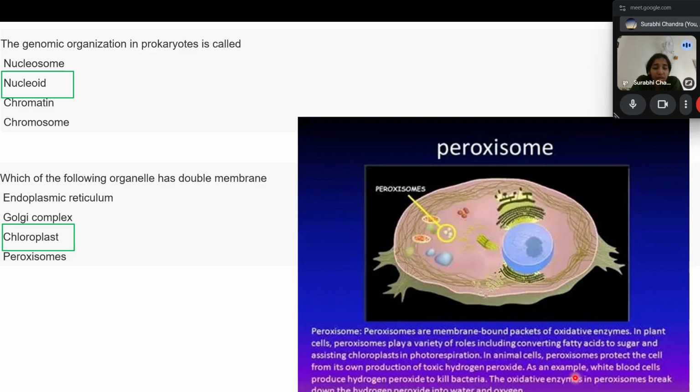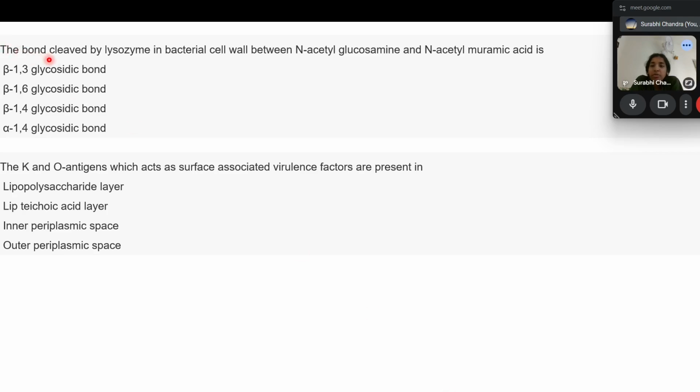Sorry, the enzymes present inside the peroxisomes, the oxidative enzymes, break down H2O2 into water and oxygen. The bond cleaved by lysozyme in the bacterial cell wall between N-acetylglucosamine and N-acetylmuramic acid, basically NAG and NAM, in the peptidoglycan layer is the beta-1,4 glycosidic bond.